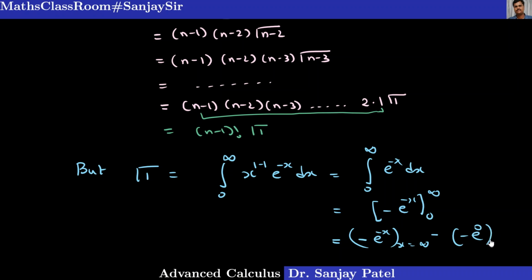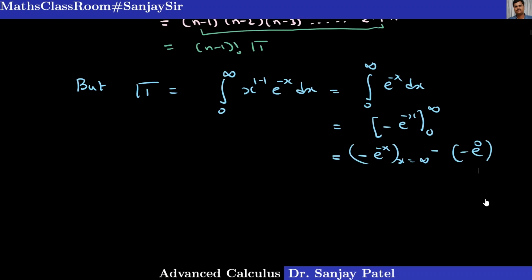Okay, and e raised to 0 is 1, and the value of the first bracket is 0. So this is 0 and this is minus 1. And this can be proved very easily, that as x tends to infinity, 1 upon e raised to x tends to 0 by your concept of limit of functions. So this is 1. So what I have proved is gamma 1 is equal to 1. This I would have proved separately first. So gamma of 1 is equal to 1. That value you must remember.